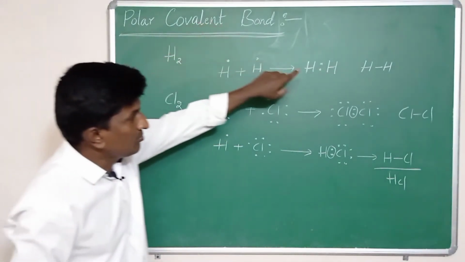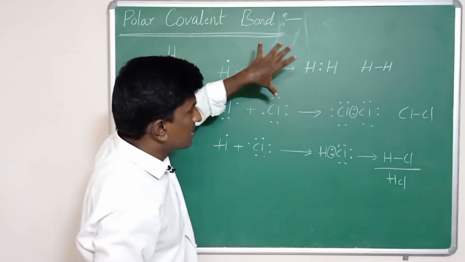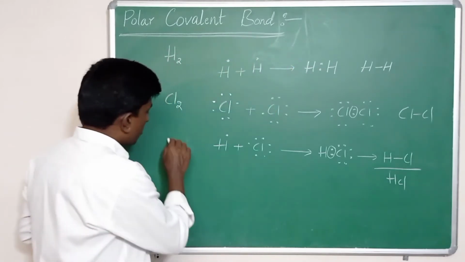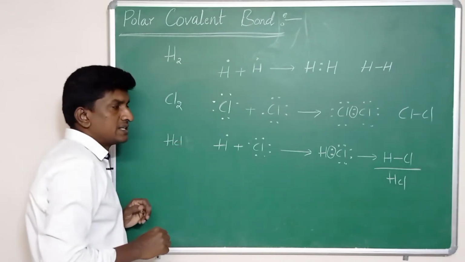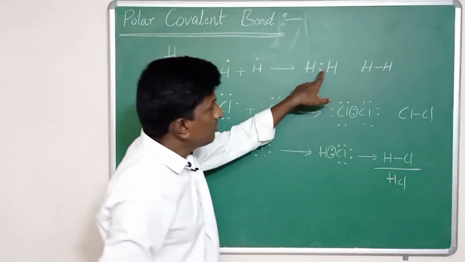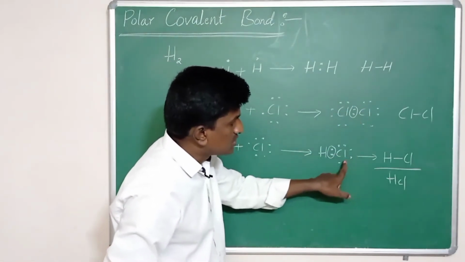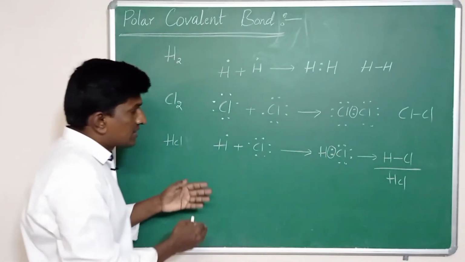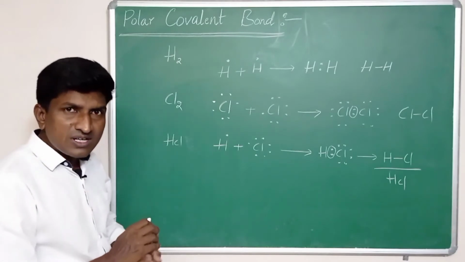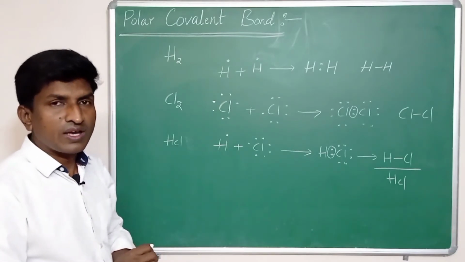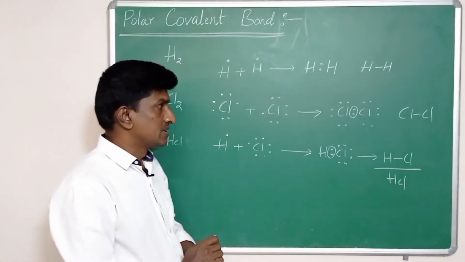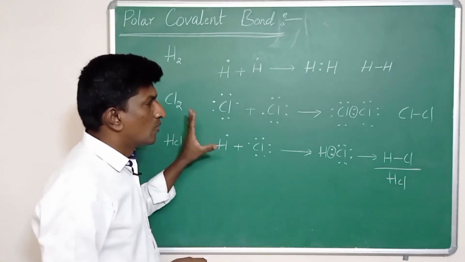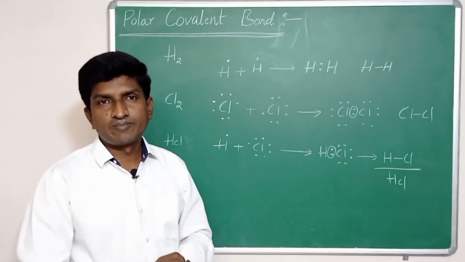In these three chemical reactions, the formation of hydrogen, the formation of chlorine and the formation of HCl, one pair of electrons is shared by two atoms. Then are these three covalent bonds the same? You can say yes, but if we observe carefully, these three covalent bonds are not the same.